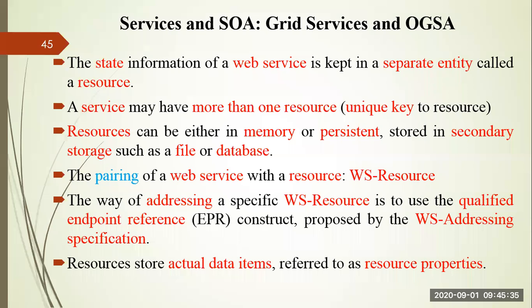So the state information of a web service is kept in a separate entity called requests. Sometimes the state information of a service is called your resources. You have to keep state information to say whether a resource is busy, or idle, or in sleep mode. Everything will be monitored. Suppose, for example, Flipkart is accessing a particular service. The service may be mapped to more than one resource. Flipkart may own 100 servers also, right? So it is mapping to more than one resource.